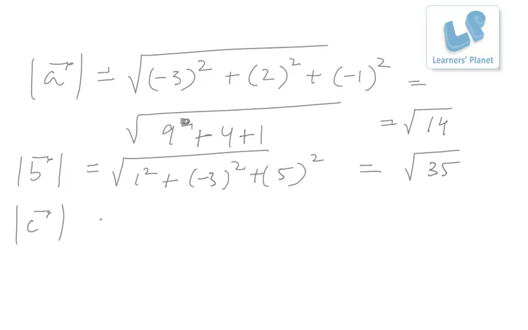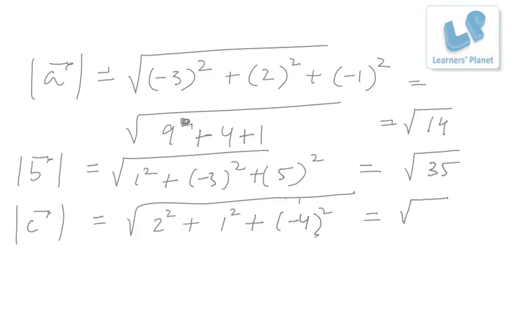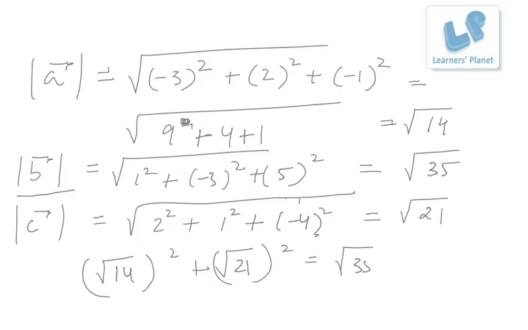Now magnitude of vector C is given by under root of 2 square plus 1 square plus minus 4 square. Okay, so this is 4 plus 1 plus 16, that is under root of 21. Now by applying Pythagoras theorem also you can find out that vector B is the hypotenuse and the other two sides are mutually perpendicular to each other, because under root 14 squared plus under root 21 squared will be equal to under root of 35 squared. So this is one way of finding it out.